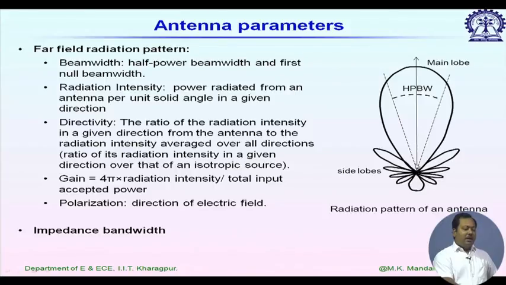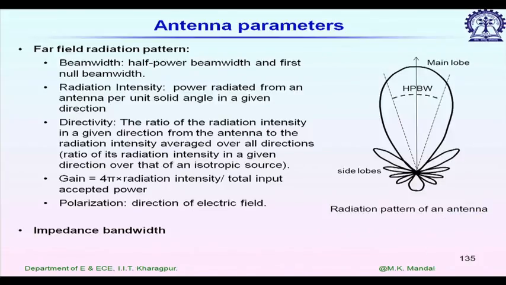The desired direction of radiation is shown by this arrow, and we call this the main lobe of the antenna. In addition to the main lobe, we have some radiation in other directions also. These are called the side lobes of the antenna, and we also have some radiation just in the back side compared to the desired direction. We call it the back lobe of the antenna. Now, one more important quantity is the beam width of the antenna. We can define beam width in two ways: half power beam width and first null beam width.